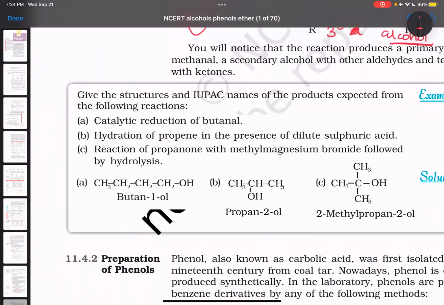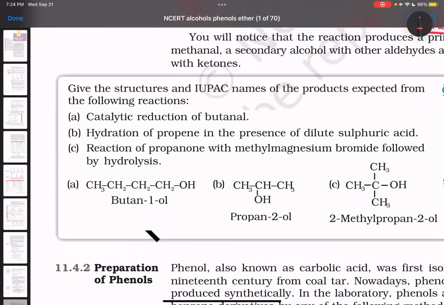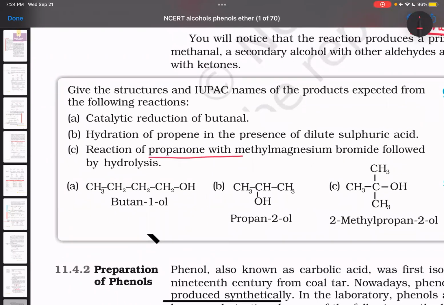So let's try some of the questions. Reaction of propanone with methyl magnesium bromide followed by hydrolysis. What are we going to get? Propanone is a ketone. How will you know that it is a ketone, Abdullah? The name will have one in it.